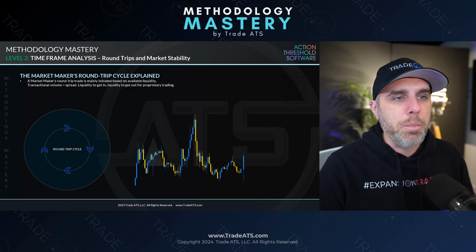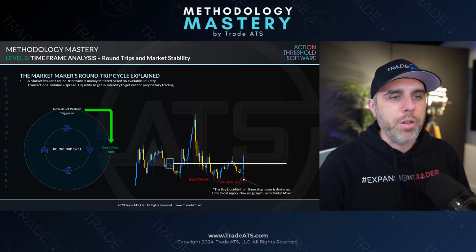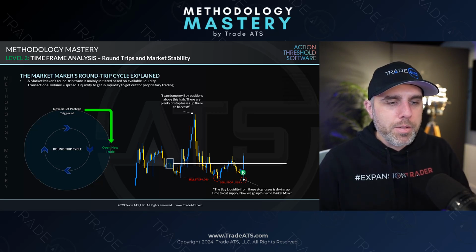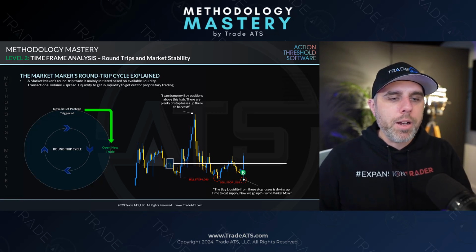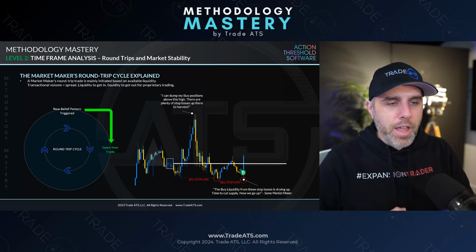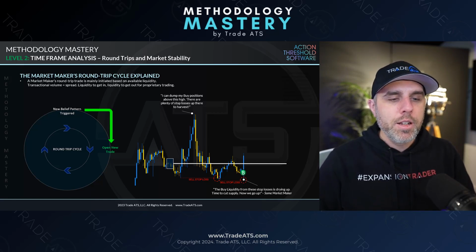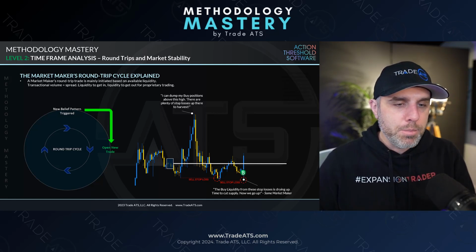Now let's look at the market maker's round trip cycle. Same setup here. Okay, new belief pattern triggered too from the market maker's perspective. Now their algorithms are all coded based on the beliefs of how they want to code their algorithms. Their proprietary trading is all based on beliefs. Somebody needs to believe that they are going to make money, either in the programming of their bot or in the execution of their actual trade. Okay, that's universal. The difference is the market maker is looking at the market from the business perspective.